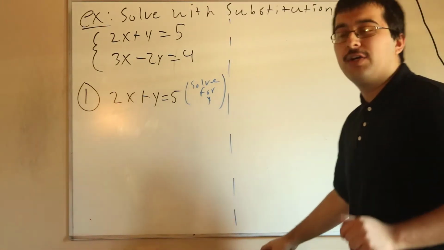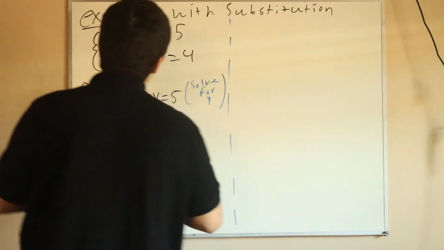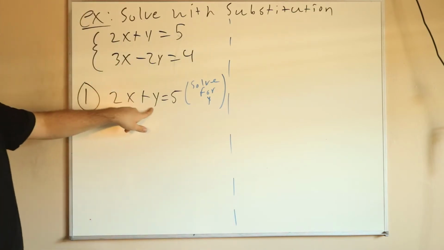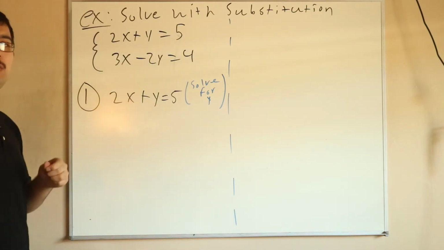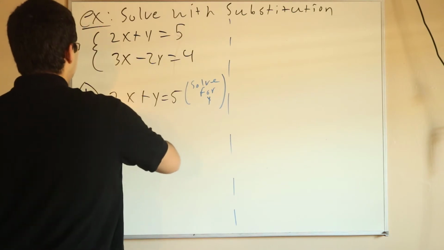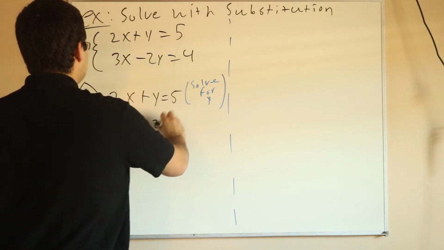I kind of already said it out loud in the previous step, but solving for y is very simple. I just want to isolate this y variable, so I'm going to move that 2x over. So I'm going to get y equals 5 minus 2x.